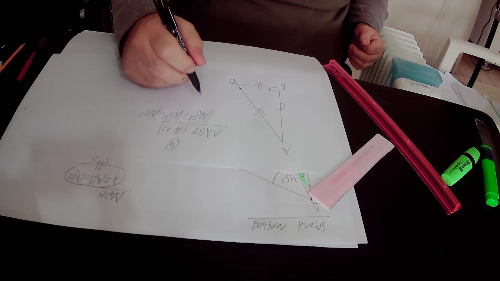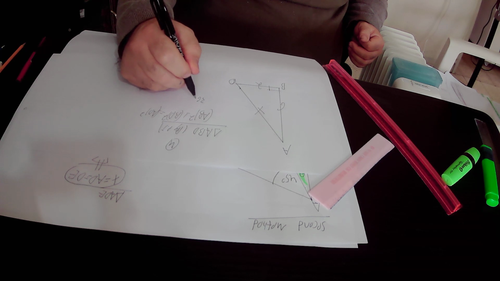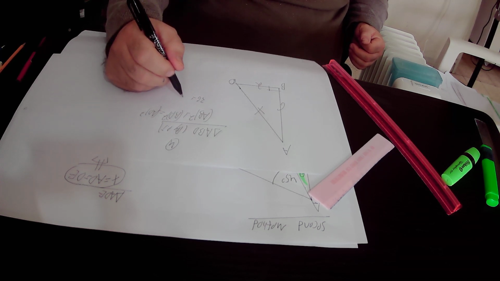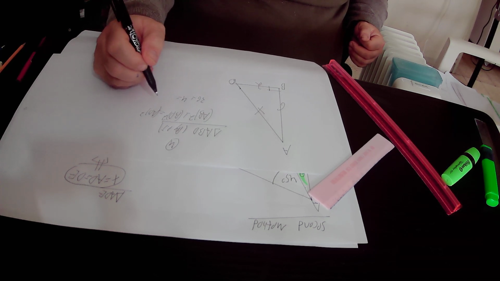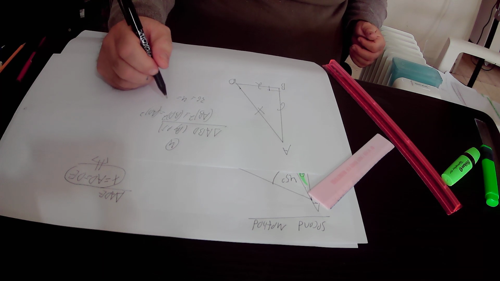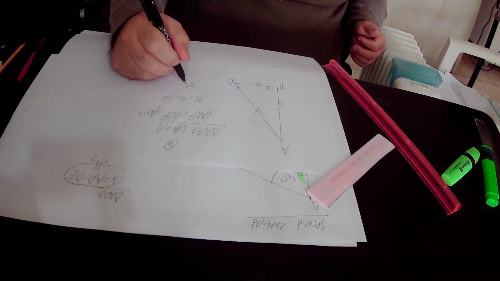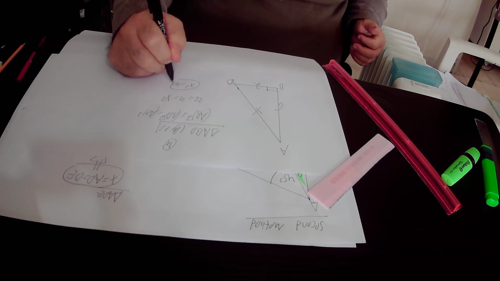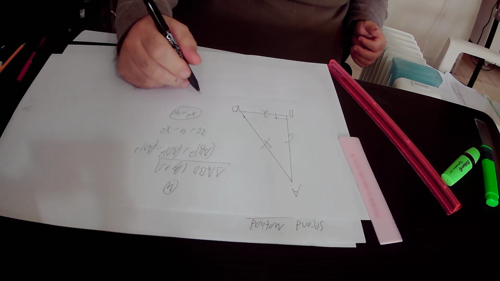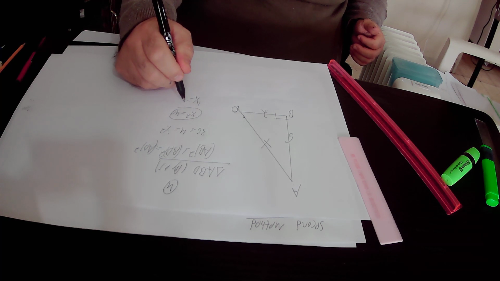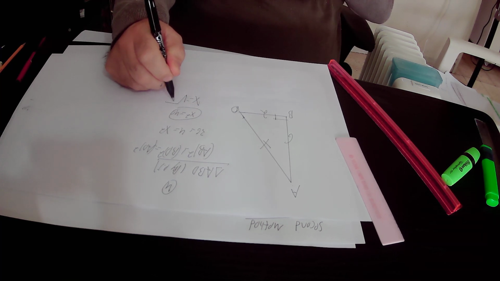AB is 6, so AB squared is 6 squared, this is 36, plus BD is 2, BD squared is 2 squared, this is 4, and it is equal to AD squared, AD is x, so AD squared is x squared. So x squared equals 36 plus 4 is 40. Here we take the square root of this equation and we find that x equals the square root of 40.